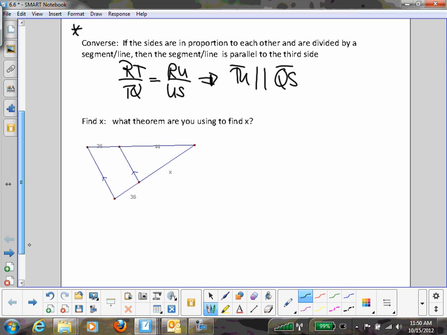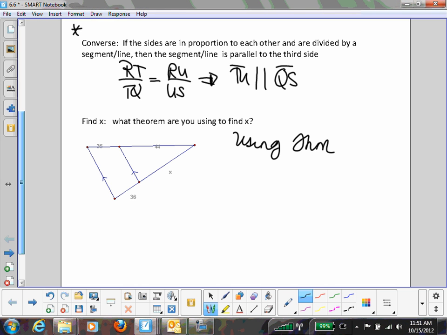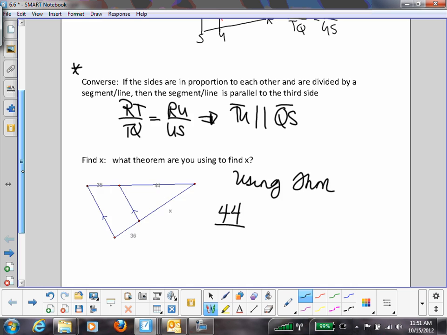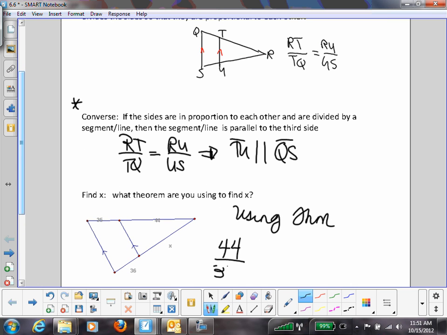All right. So here when I say find x and ask you what theorem are you using, am I using the proportionality theorem or its converse? I'm using the theorem. And why do we know that we're using the theorem? Because I'm showing you that they are parallel, correct? So then I would say that 44 is to what? Is to 35. We're staying on the same side and we're doing part over part.